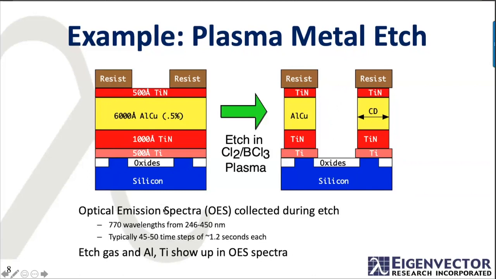So in the example that we're going to use, I've got optical emission spectra over the course of the etch of one of these wafers. There are 770 channels in this from 246 to 450 nanometers. Typically, there's 45 to 50 time steps. They're about 1.2 seconds each. I know it's an odd sort of spacing in time, but that was the collection speed of this system. And so we wind up with about a minute's worth of data for each one of these. And we can see the etch gas and the aluminum and the titanium. It all shows up in the OES spectra.